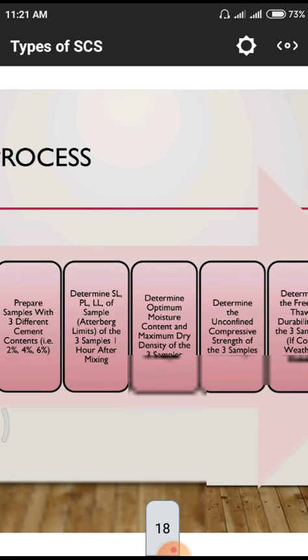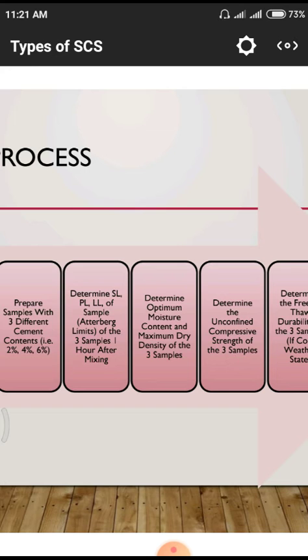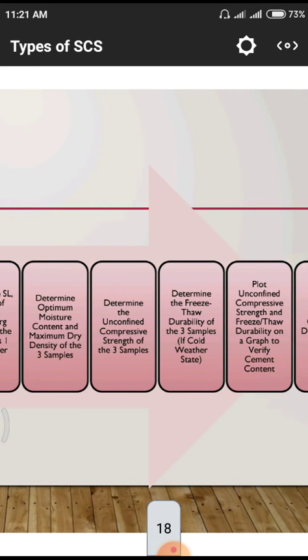Fourth one is determining the optimum moisture content and maximum dry density of the soil. Totally these are related to geotechnical parameters. Next one, determine the unconfined compressive strength of 3 samples. Already these tests we have discussed in the second chapter.